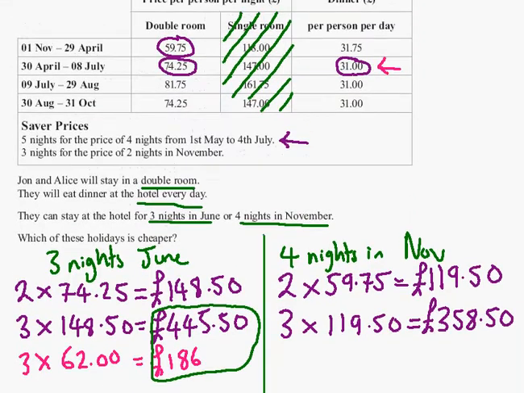And we need to do their food as well. So it's going to cost them £31.75 per person per day. If I times that by 2, that will give me the price for one dinner for both of them. So that's £63.50. And they're going to be eating for 4 nights. So that's £254 for dinner.